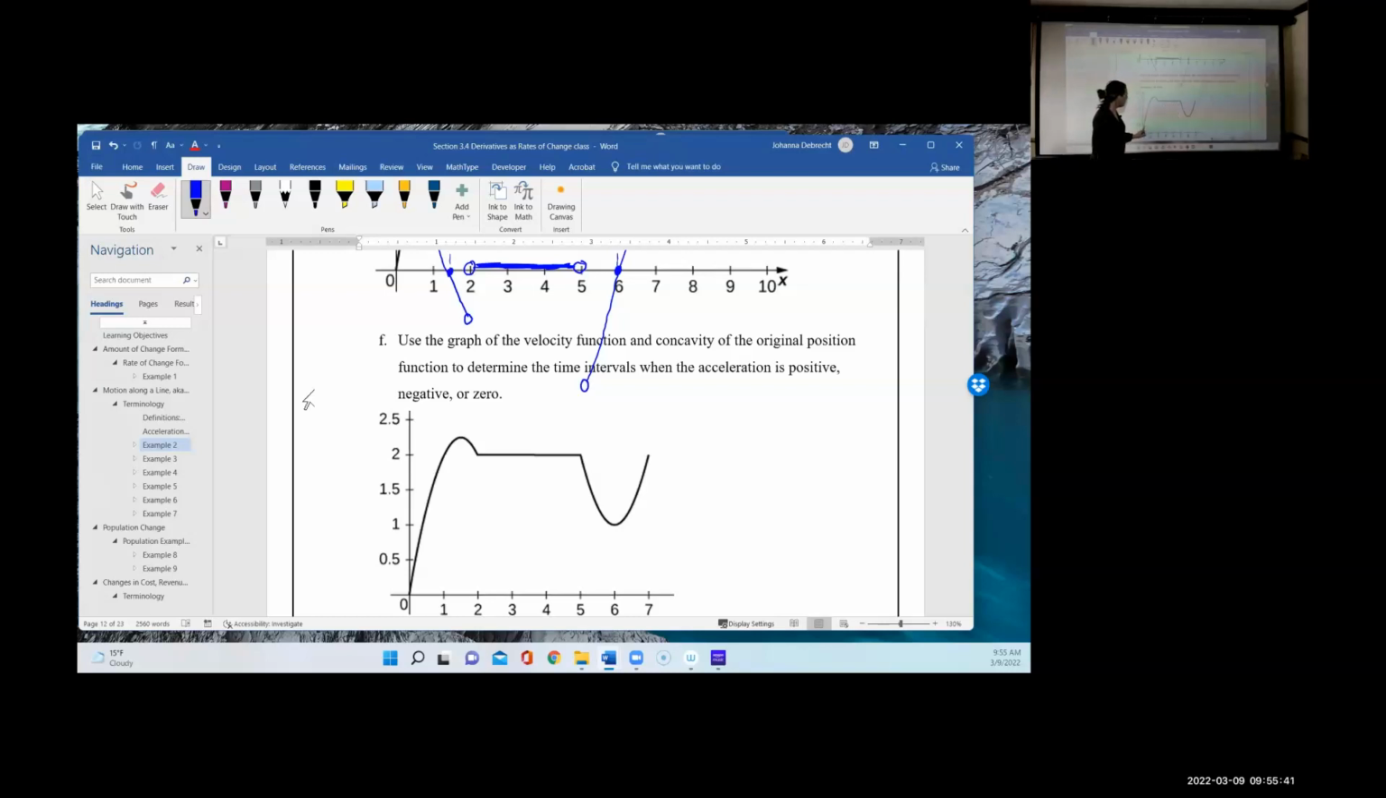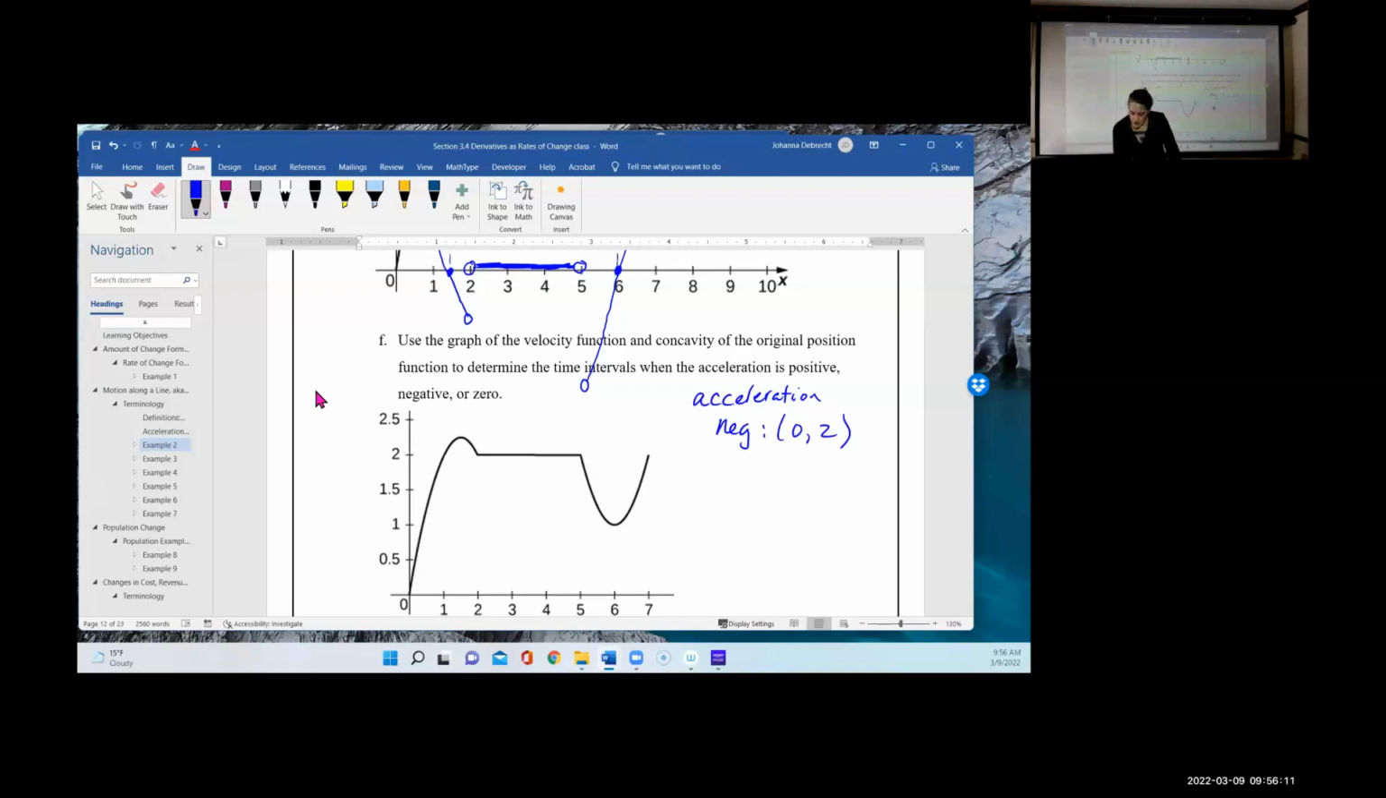So we have negative acceleration here because it's concave down. So we have negative acceleration on the first section between 0 and 2. Between 0 and 2, our acceleration is negative because it is curved down. Like a frown.